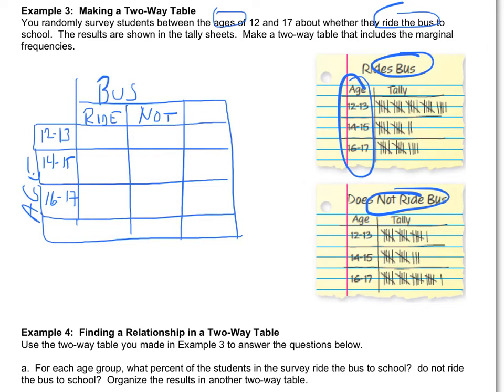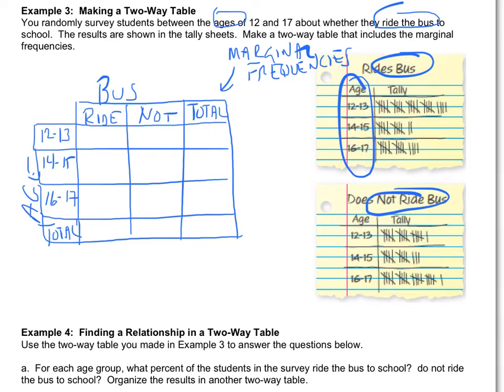Just filling in some of this box, we now get something that starts to look like a two-way table. So we're going to get our totals here. We're going to get our total down here. Remember, these are our marginal frequencies. And then we're just going to start plugging in our data.